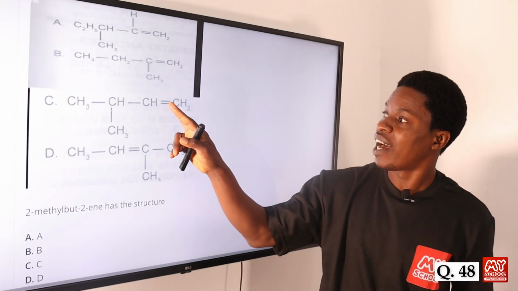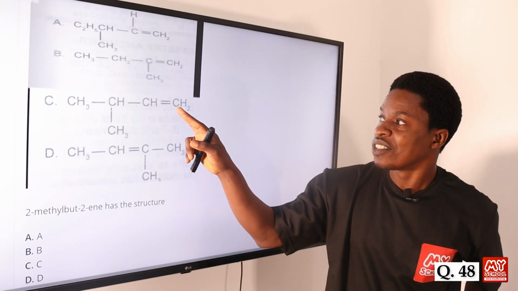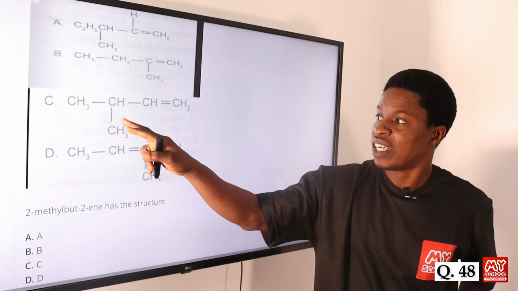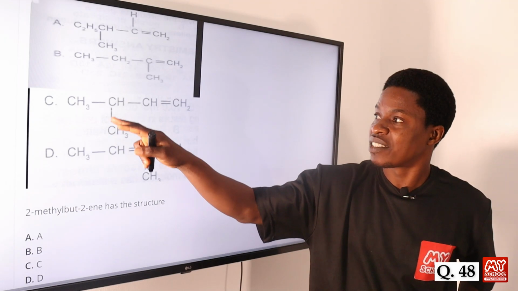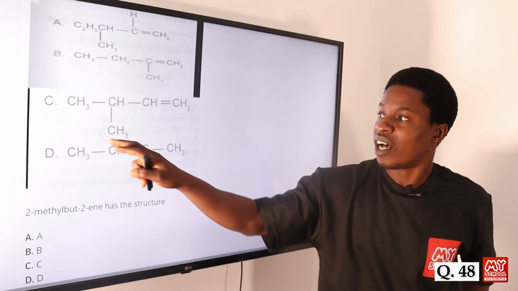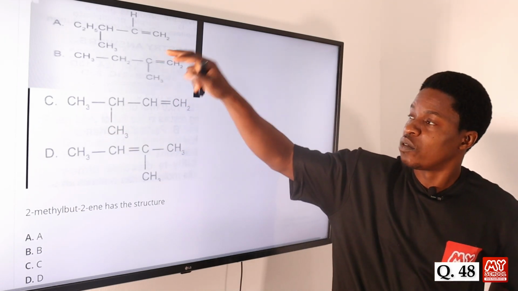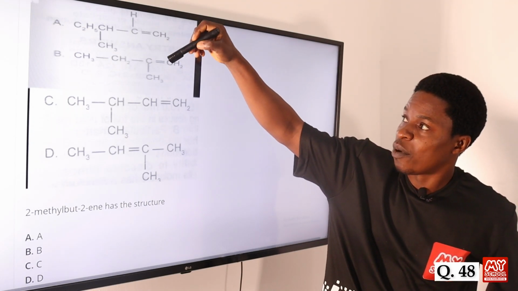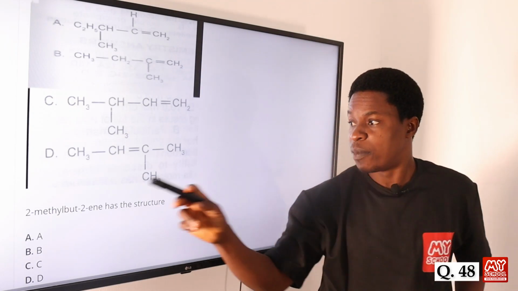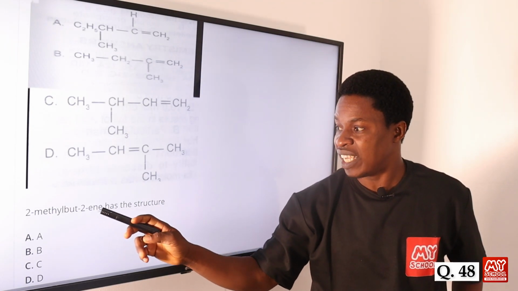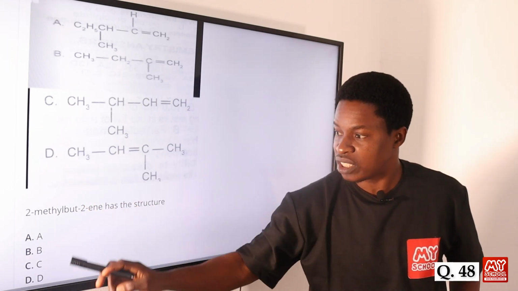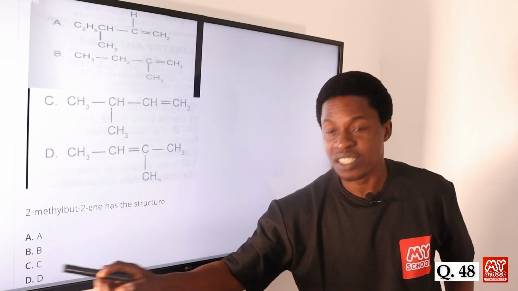This one here, we have the double bond on carbon 1. So this would have been 1-butene, 1-methyl. It's not. It's even on carbon 3. That's carbon 2, we have the methyl group. So this is not correct. Look at the positioning of the double bond. It's on carbon 1, but the name implies the double bond should be on carbon 2. So the correct answer is option D.